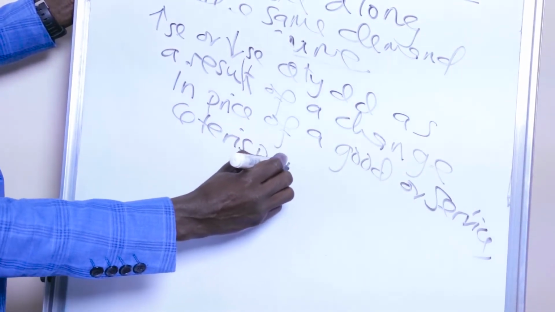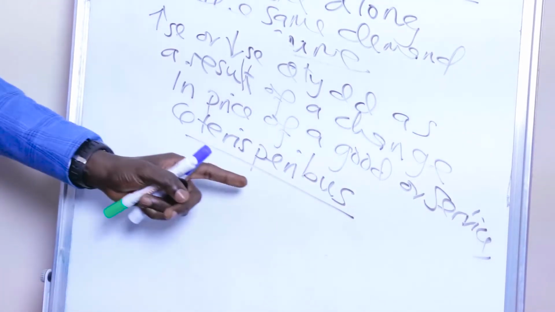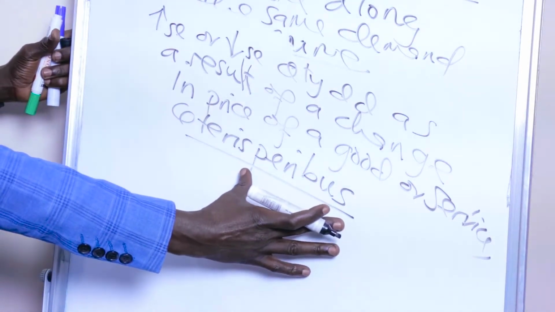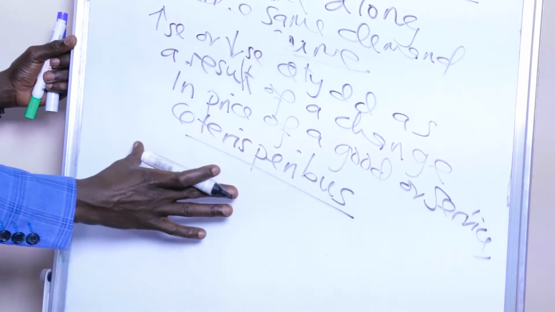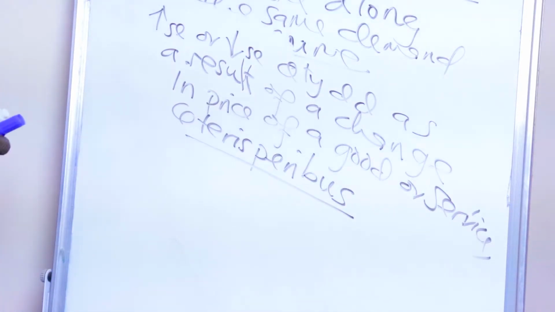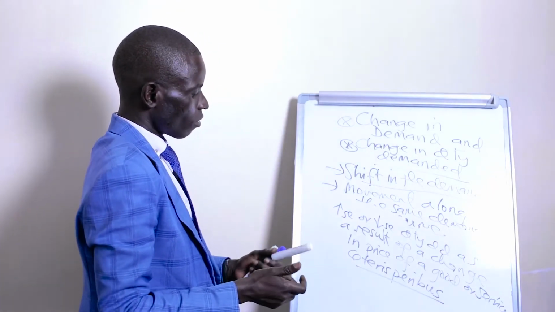This ceteris paribus condition is very important. Under ceteris paribus we assume that other factors remain constant. Only the price of the commodity affects the quantity demanded. Okay. So what are we saying?